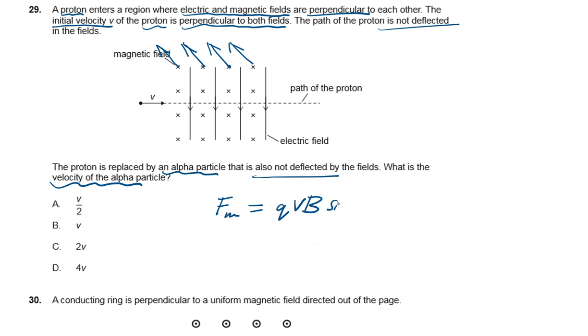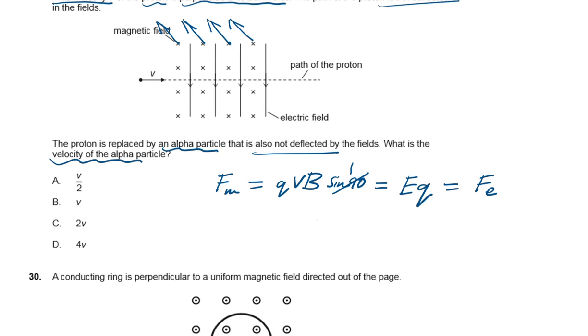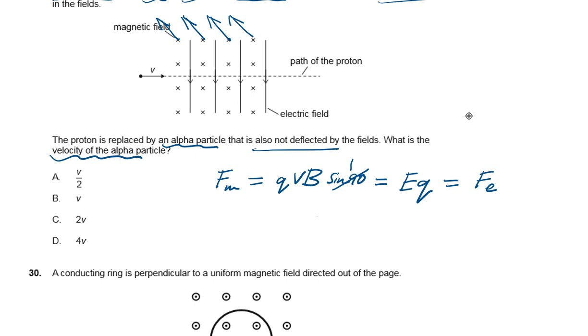So let's just say sine 90 is equal to the electric force, which is EQ, F electric. And we can see these formulas on page 12 of the data booklet. Let's just write that down, page 12. And so QVB is equal to EQ.